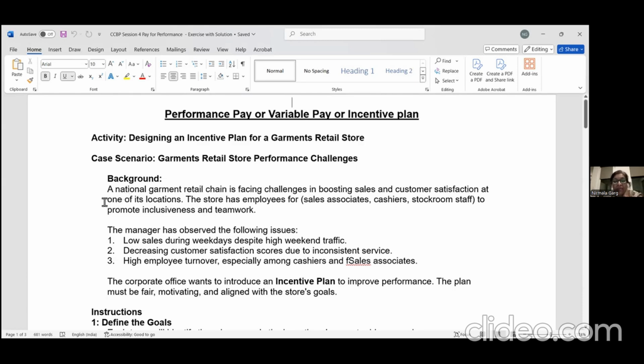Now, what are the challenges? Background. A national garment retail chain is facing challenges in boosting sales and customer satisfaction at one of its locations. The store has employees, typically in a retail store: sales associates, cashiers, stock staff who will ensure that there is stock. So you will have all kinds of people. You also have to promote inclusiveness and teamwork. They are lacking teamwork and inclusiveness. The manager has observed the following issues: low sales during weekdays despite high weekend traffic; decreasing customer satisfaction scores due to inconsistent service; high employee turnover, especially among cashiers and sales guys.